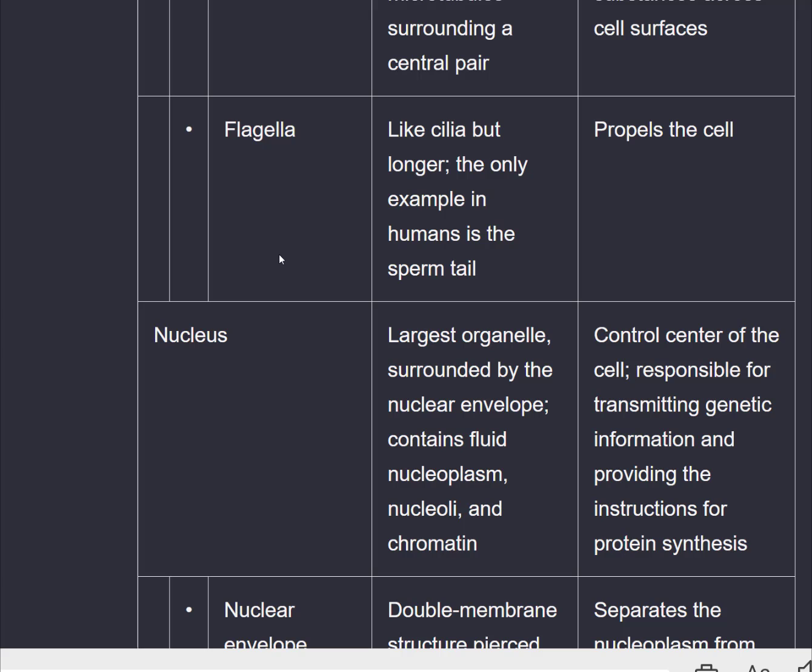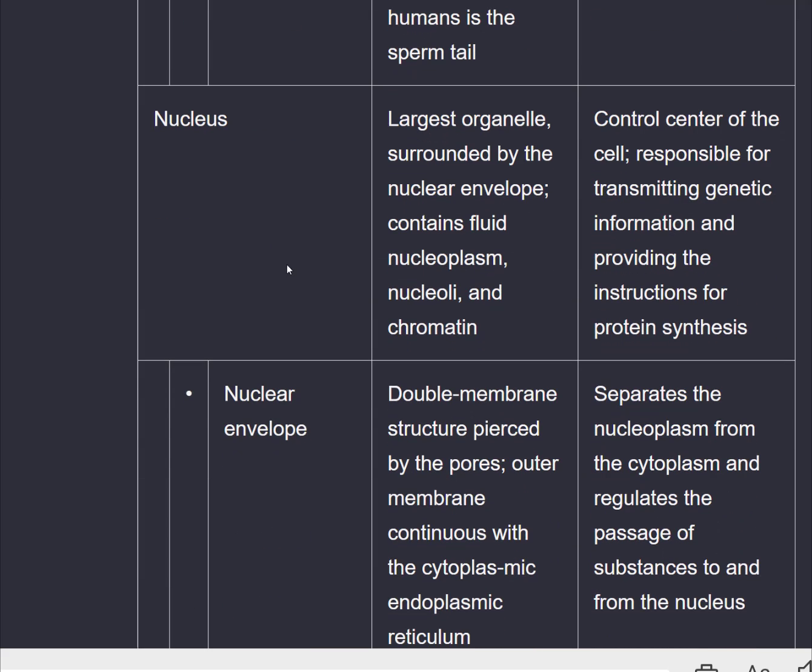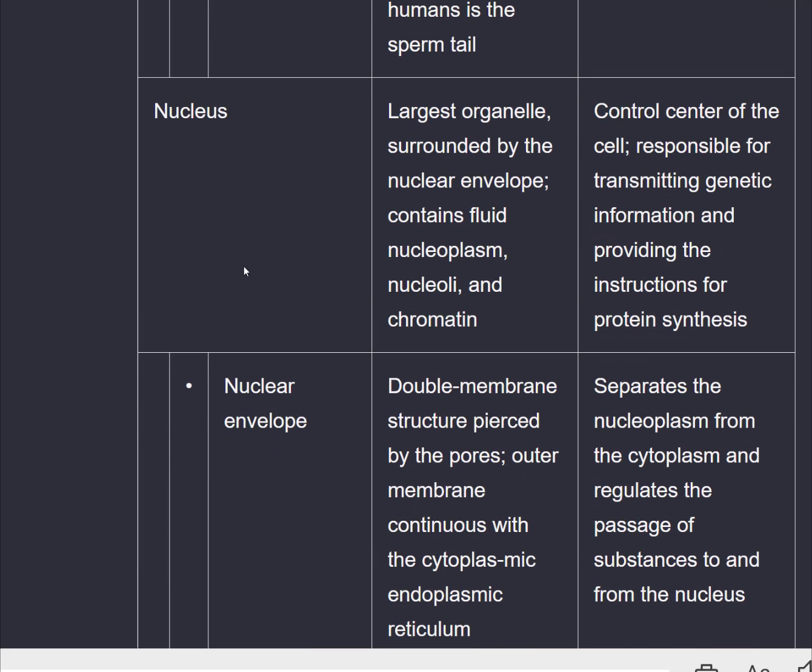They propel the cell. And the nucleus, which is the largest organelle, surrounded by the nuclear envelope, contains fluid nucleoplasm, nucleoli, and chromatin. The function is the control center of the cell, responsible for transmitting genetic information and providing the instructions for protein synthesis.